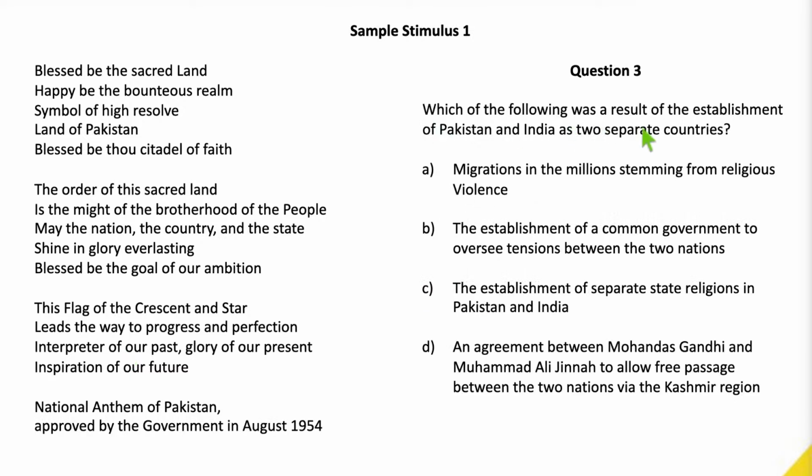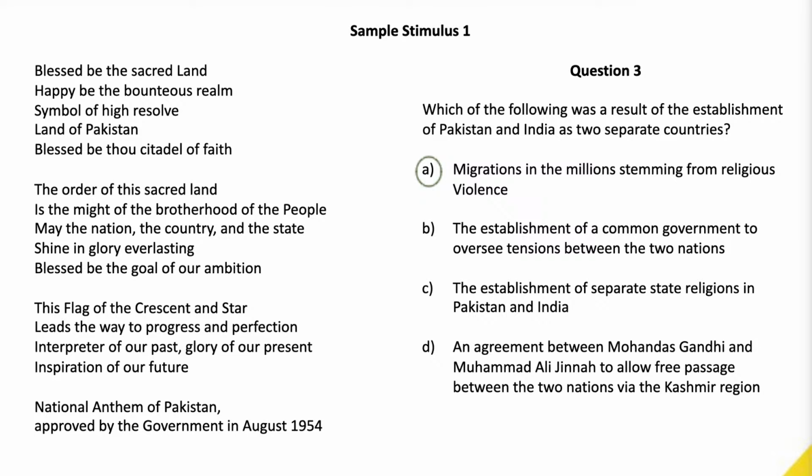Okay, so which of the following was a result of the establishment of Pakistan and India as two separate countries? What happened right after Pakistan and India were formed? What you would know is that there was mass migration of Muslims and Hindus going in opposite directions, the Muslims going towards Pakistan, the Hindus going towards India, and that created violence and rioting and all of that. So that's why A is the credited answer in this case.